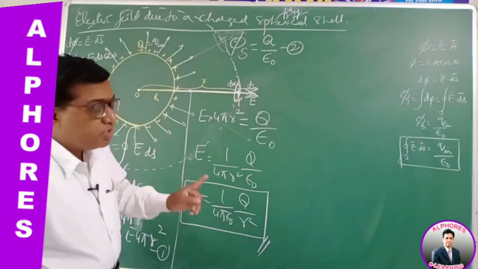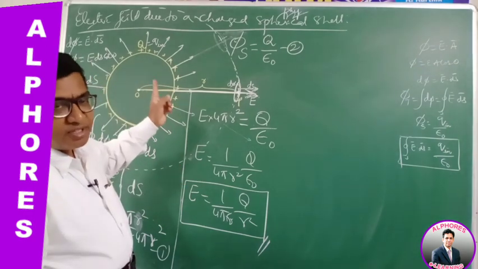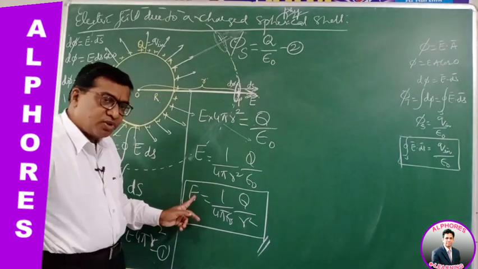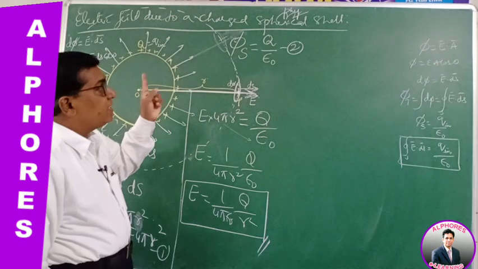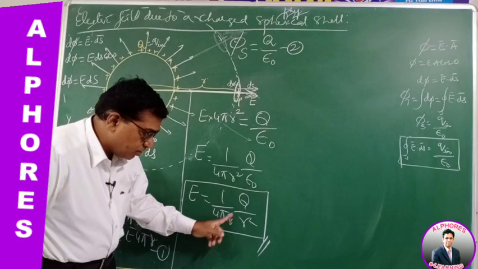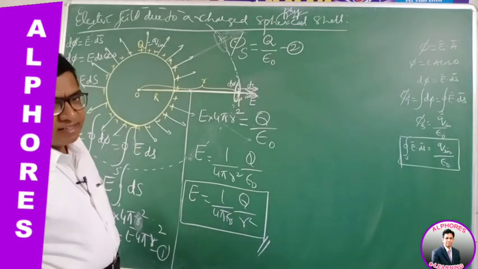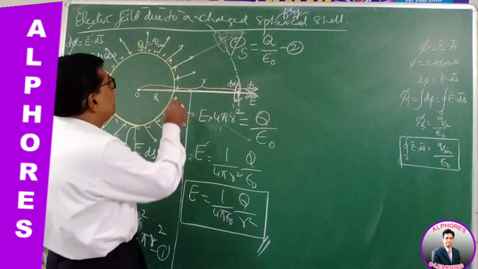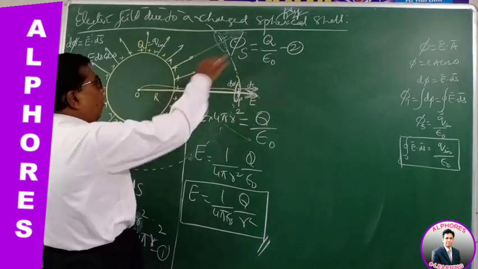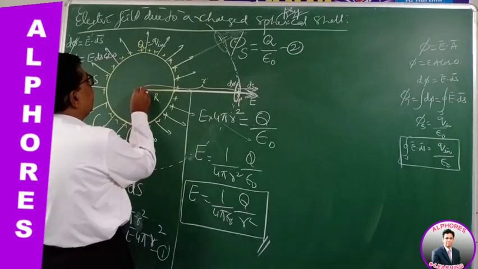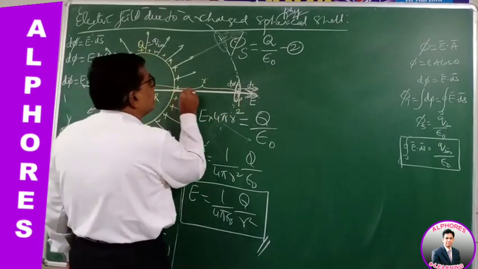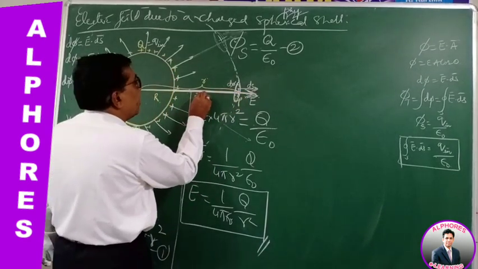Electric field intensity due to a charged spherical shell, a charged hollow sphere, at a point outside the sphere at a distance r is 1 by 4 pi epsilon naught Q by r square. This is the electric field magnitude. What is the direction? The direction is along the outward normal. The radius vector from the point O also lies in the same direction. So this is r bar, the radius vector.